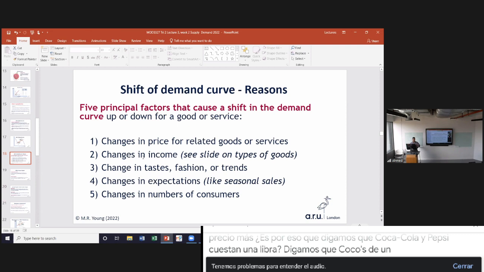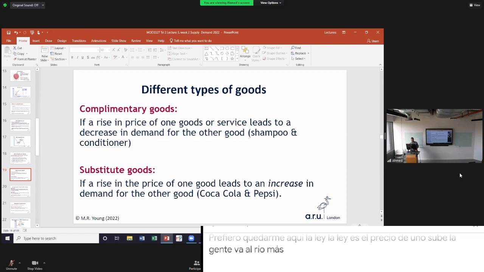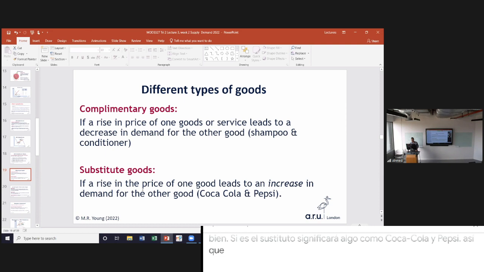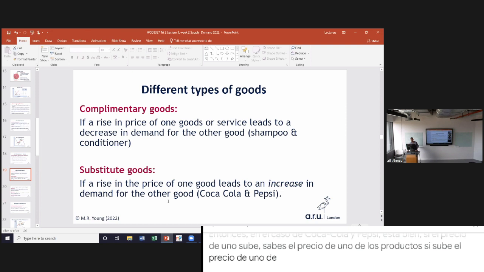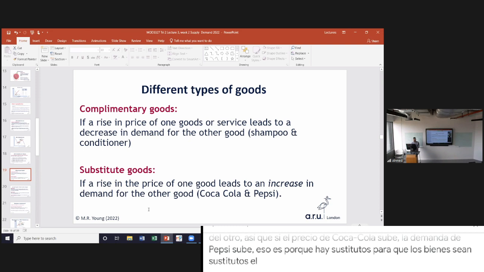The law is that if the price of one goes up, people go to the one that's cheaper, which is equivalent. This is for an ideal economy. Now look at this. A substitute good would mean something like Coca-Cola and Pepsi. If a rise in the price of one of the goods leads to an increase in the demand for the other good, so if the price of Coca-Cola goes up, the demand for Pepsi goes up, that's because they're substitutes. If two goods are substitutes, the rise in the price of one leads to the increase in the demand of the other.